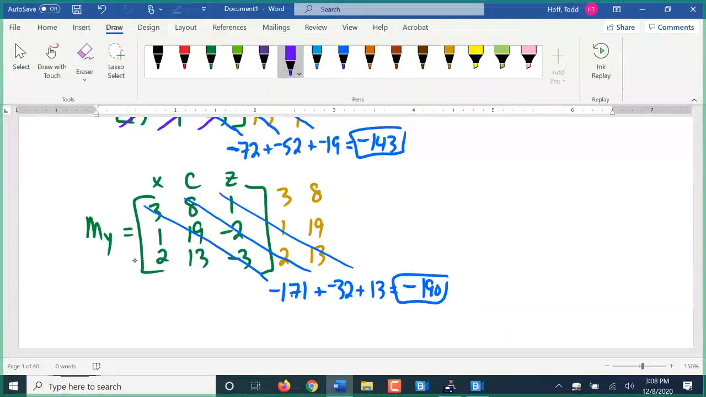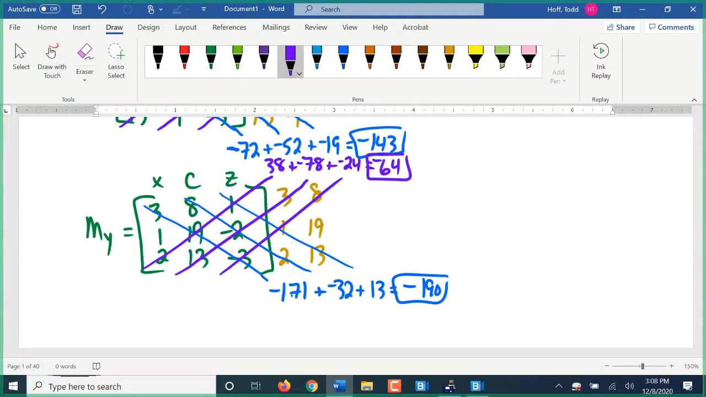Going up. 2 times 19 times 1 is 38, plus 13 times -2 times 3, I believe it's -78, plus -3 times 1 times 8 is -24. I believe that comes out to be -64. So our determinant here, -190 minus a -64, which is -190 plus 64, which is -126.